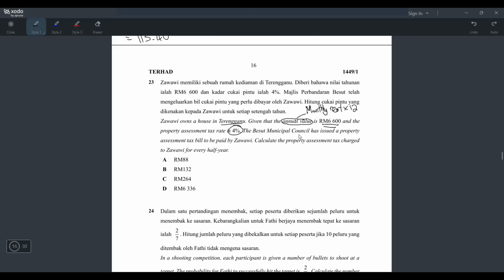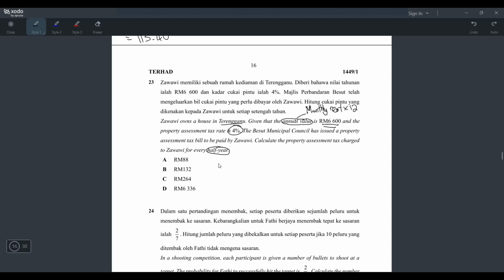The Besut Municipal Council has issued a property assessment tax bill. This one is Cukai Pintu. To be paid by Zawawi. Calculate property assessment tax charged to Zawawi for every half year. Okay. This is tax, right? And in tax, usually the difficult one is the income tax. And the rest of the tax is very straightforward, right? It means if you power income tax, the rest of the tax will be very simple for you already, right? So very, very easy. This one, how to find your tax?